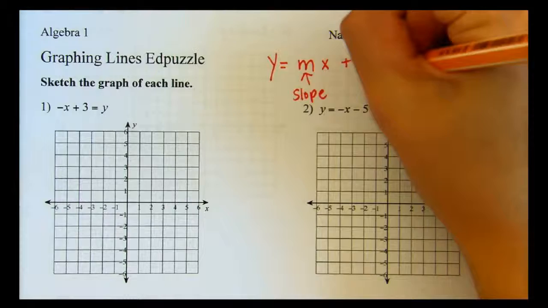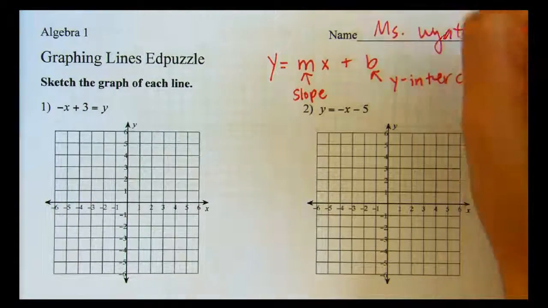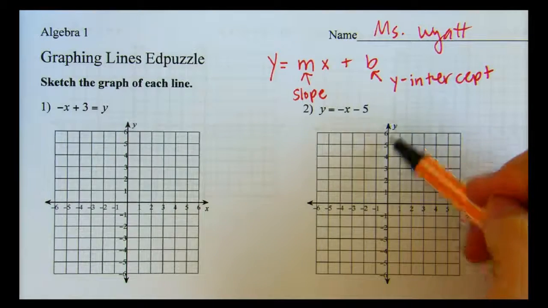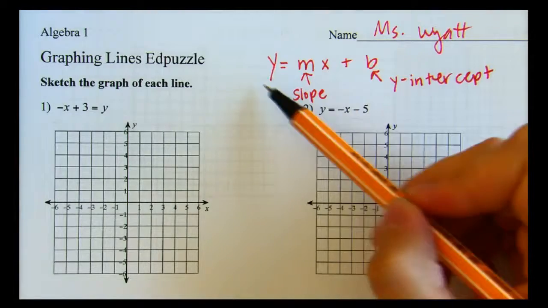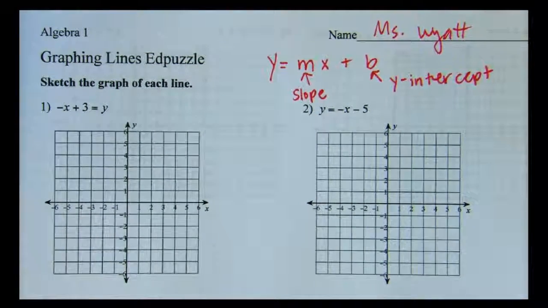Fantastic, the y-intercept. That value tells you where your graph crosses the y-axis, so where it's going to hit this vertical axis. So you want to reference this with every single equation that we're looking at today. You want to get it into that form first so that you can find your slope and your y-intercept.